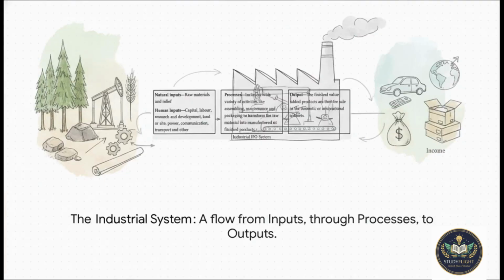This slide does a great job of showing the whole thing as a flow. On one end, you've got your inputs. That's your raw materials, your labor, power, all that stuff. In the middle, you have the processes. That's the factory work, the part that transforms everything. And then, at the very end, you get the outputs, the finished product, and, of course, the income it generates. This is basically the recipe for how we make almost everything.